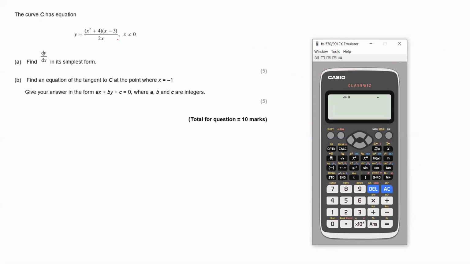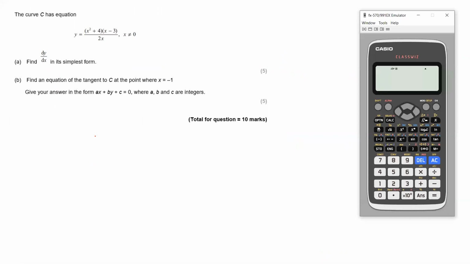Next up, we've got curve C, and again, we're looking to differentiate, and it's about tangents this time. So I know tangents can be a bit of a tricky one. Same for normals, very similar. My first thing here is dy by dx. This is not a very tidy looking kind of thing. It's not going to be nice for me to actually differentiate. So the first thing I'm going to do here is to expand as much as possible and simplify.